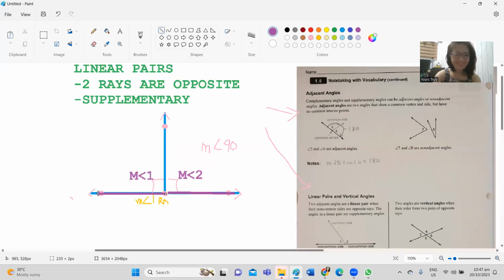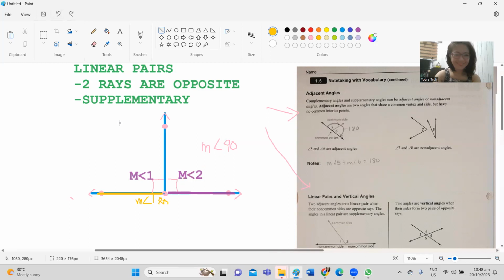Linear, okay, one straight line. I'm going to change the color. One straight line, but both ends go different ways, the opposite ways. And they share a common vertex. They measure 180 degrees. They share a common side that could also be like this, it could also be like that. So this is called linear pairs.